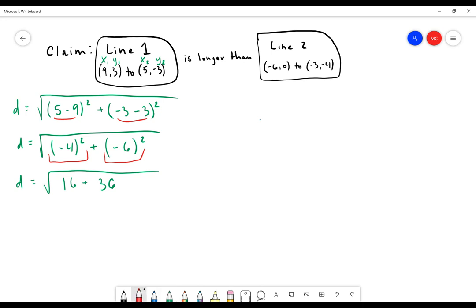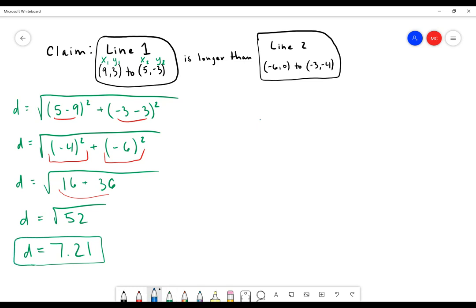Now I'm going to add 16 plus 36. So distance is equal to the square root of 52. The last step is to take the square root of 52. I am using the calculator, and you should too. The square root of 52 is 7.21 and some other decimals. I'm just going to cut it off right there. So I know the distance of line 1 is 7.21.